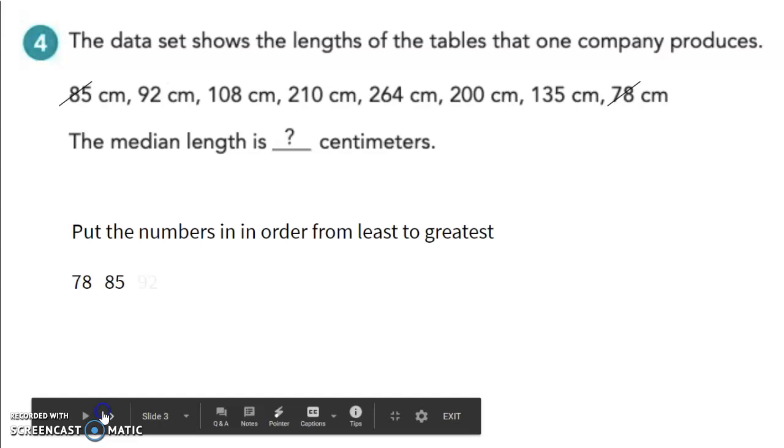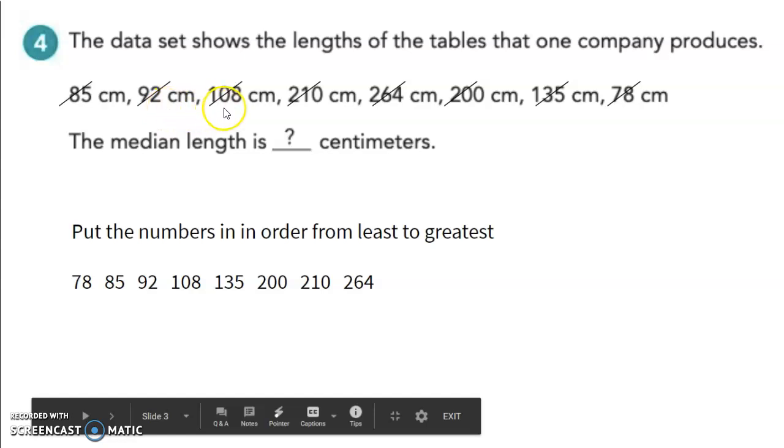Then the next number is 92. The next number after that, 108. Now the ones that are left, 135 would come next, then 200, then 210, then 264. Now I've got my numbers in order. Crossing them out or underlining them is a way to make sure that you get all of them and you don't leave one out. Another thing to check to make sure is to count them.